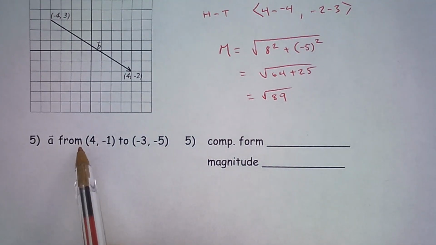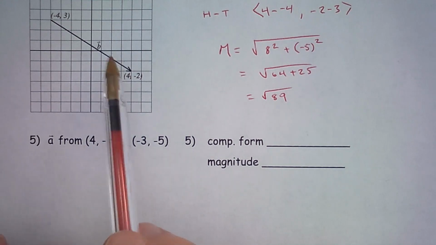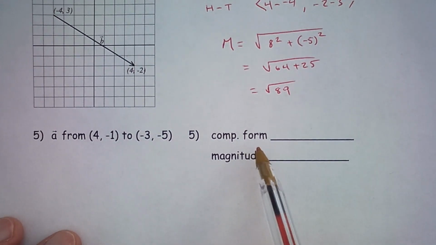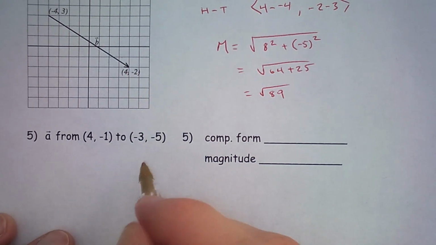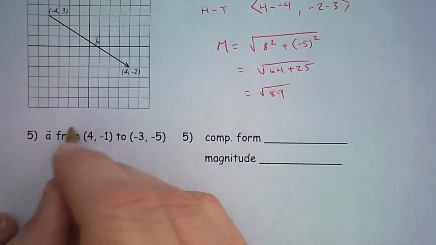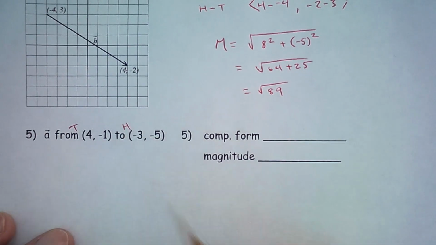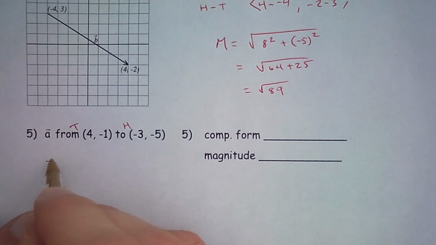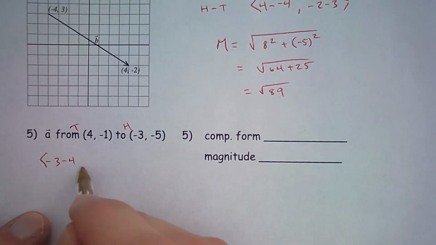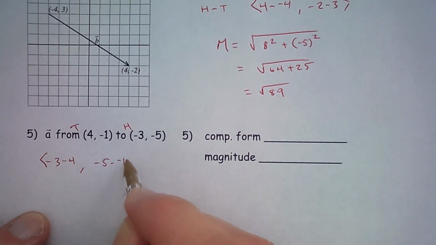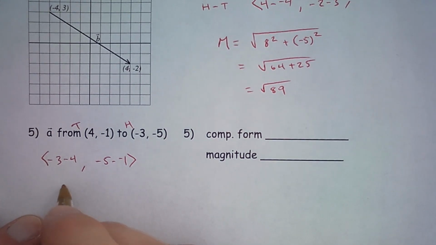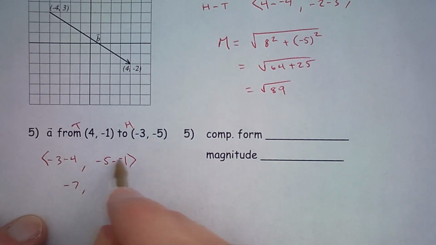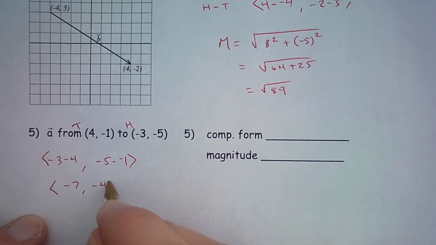Okay, so here's a vector without a graph, and I want to write it in component form, but I'm going to do the same thing, just head minus tail. It doesn't matter if I have a graph or not. Okay, so from, that's where it starts, that's the tail, to where it ends, that's the head. So head minus tail is negative 3 minus 4, and negative 5 minus negative 1. Okay, so negative 3 minus 4 is negative 7. Negative 5 minus negative 1, that's negative 5 plus 1, that is negative 4.